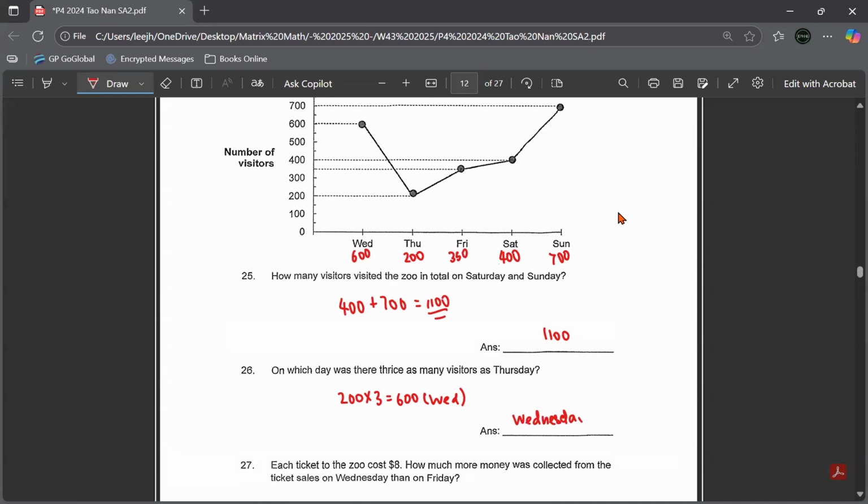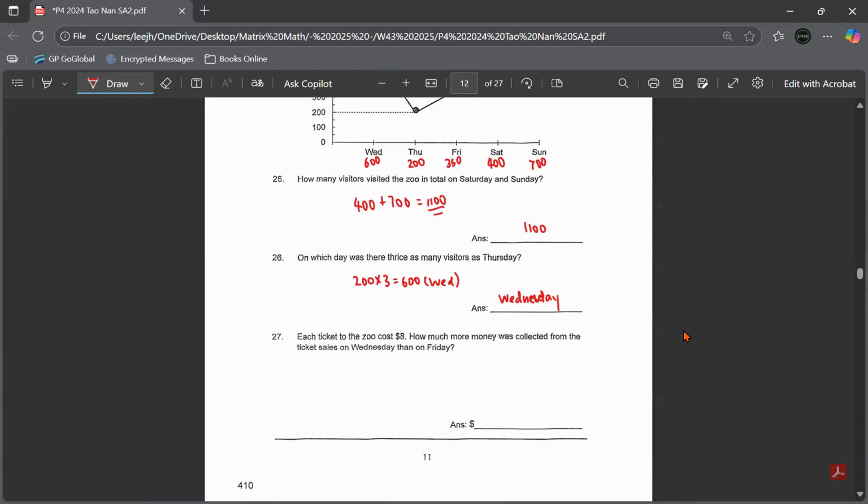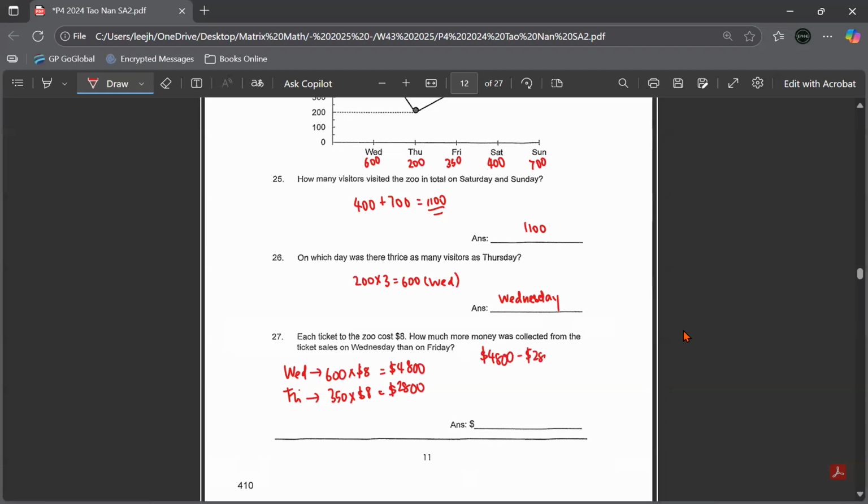Spell it out, don't write short form. Question number 27. Each ticket to the zoo cost $8. How much more money was collected from the sale on Wednesday than on Friday? Wednesday, 600 people. You times 8, which means Wednesday got $4,800. And Friday is 350. So 350 times 8 equals 2800.